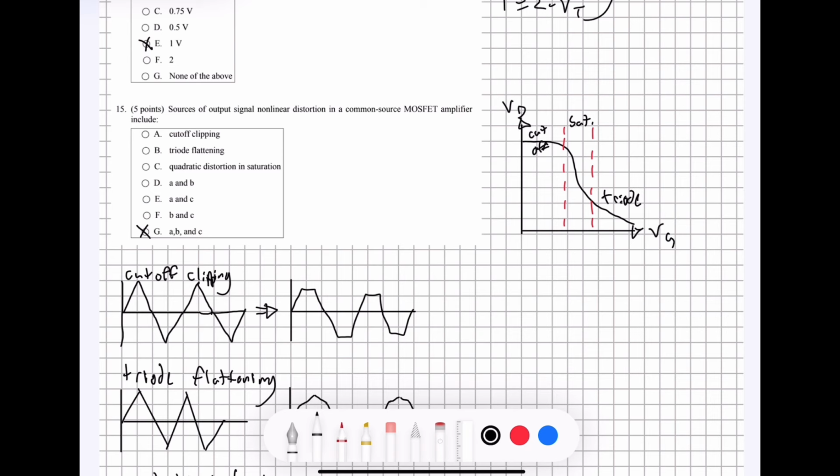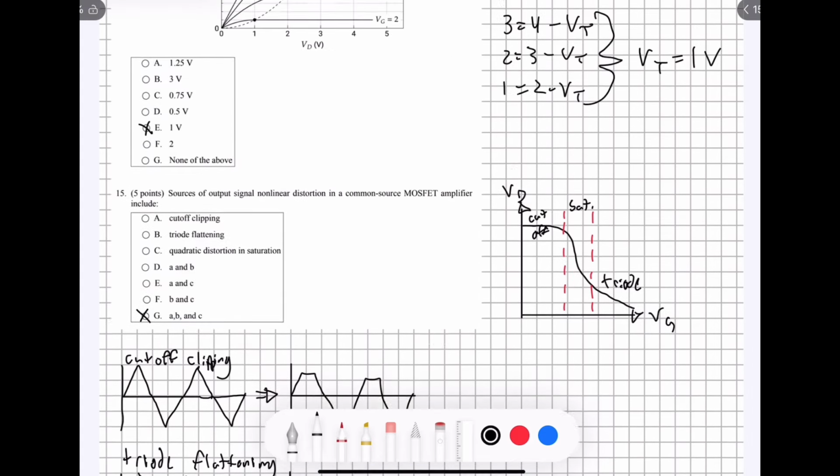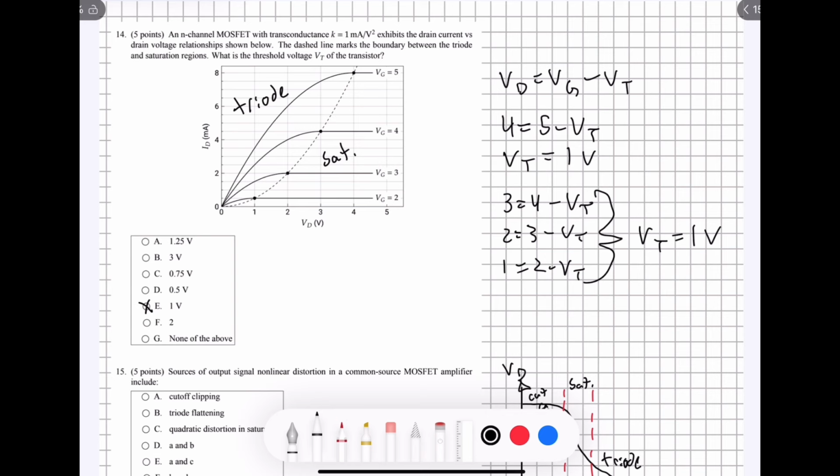You just need to remember, you don't even necessarily need to know what each one of these are. It might just help you in the future, but you just need to remember that all three of them are going to be present in a MOSFET amplifier of this kind.